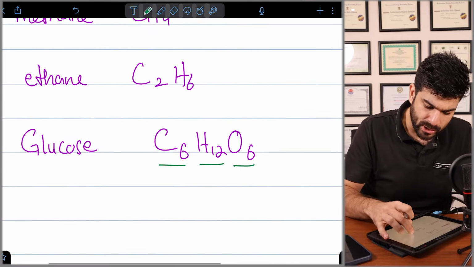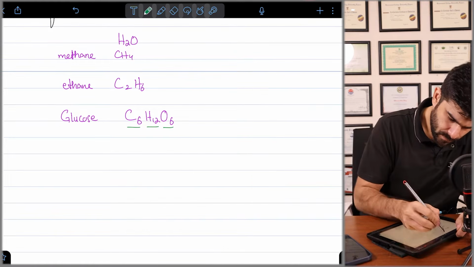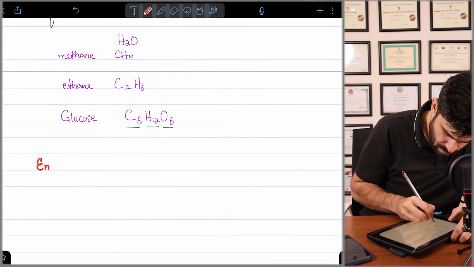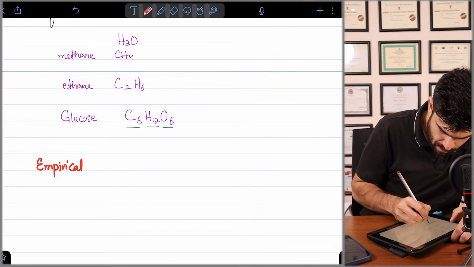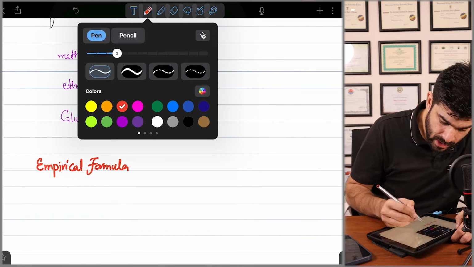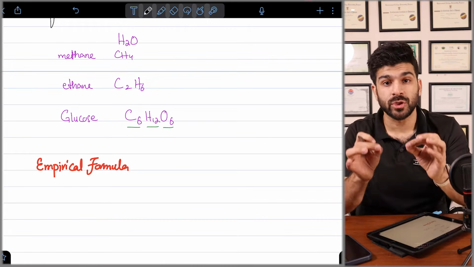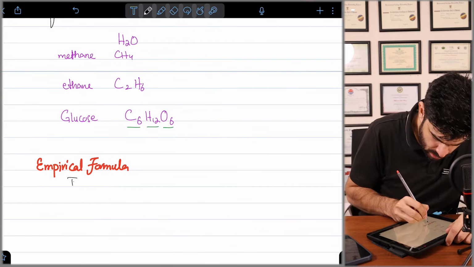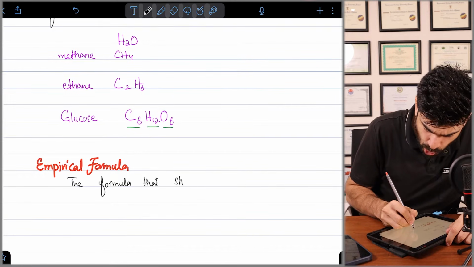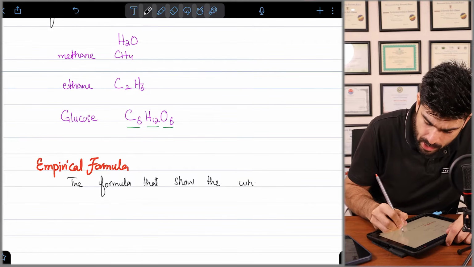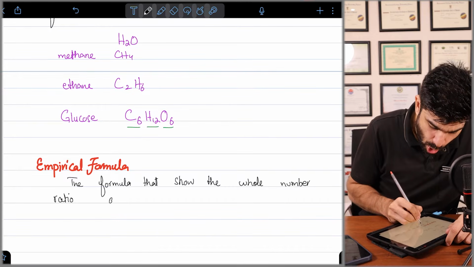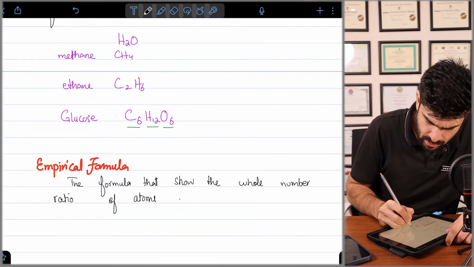But now let's jump onto the concept of empirical formula. What is empirical formula? Empirical formula is the one that shows the whole number ratio. Let me write it first for you. The formula that shows the whole number ratio of atoms in a compound.